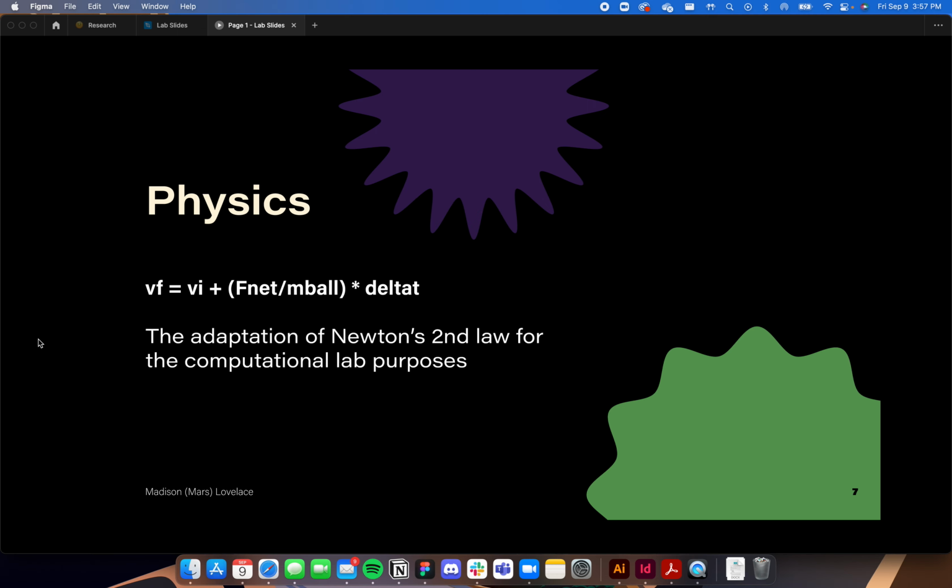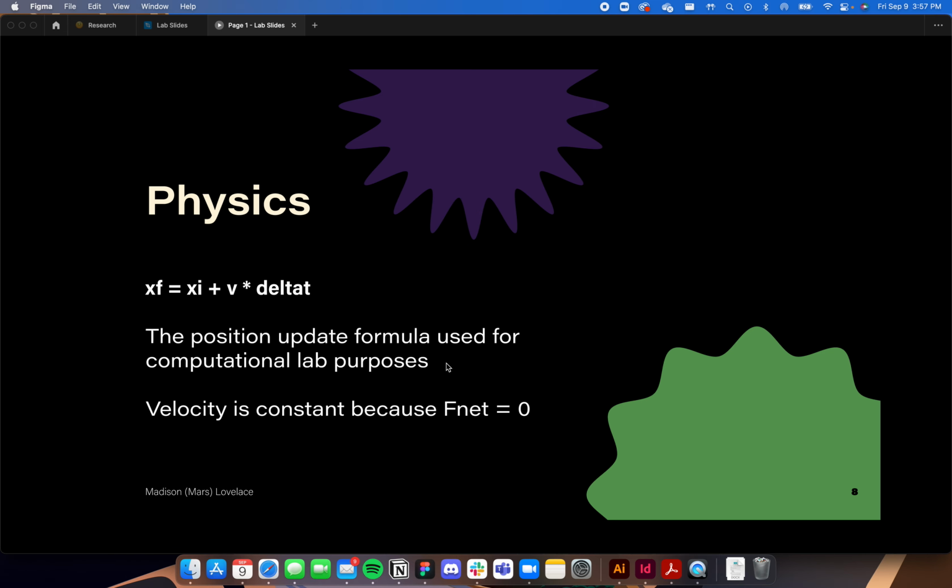I adapted Newton's second law into final velocity equals initial velocity plus Fnet times the mass of the ball times delta t for the lab, as well as the position update formula to get those data points that we can visually compare, using final position equals initial position plus velocity times delta t.